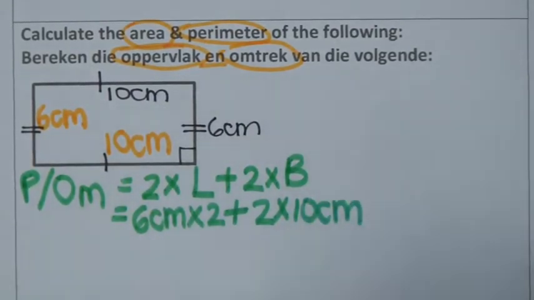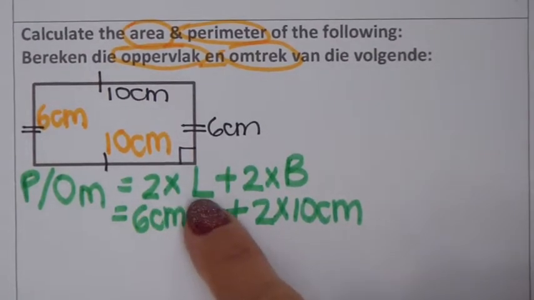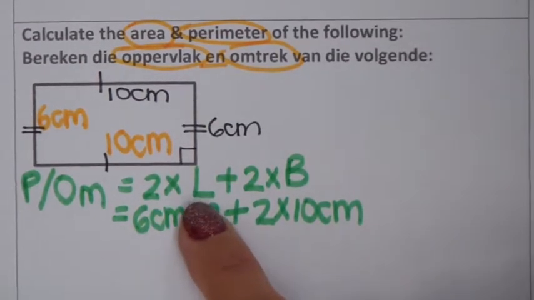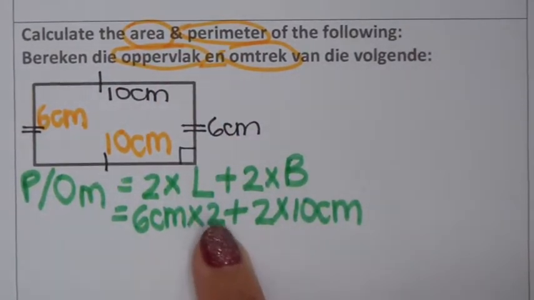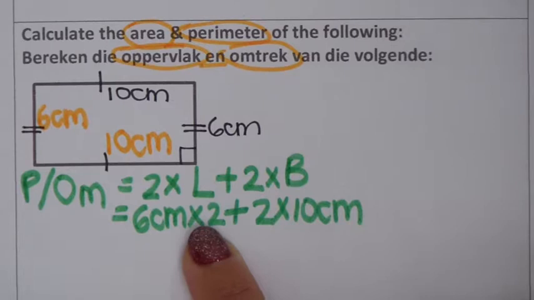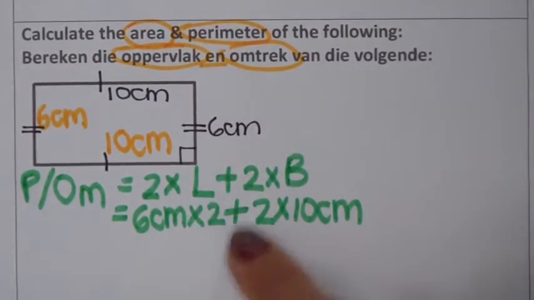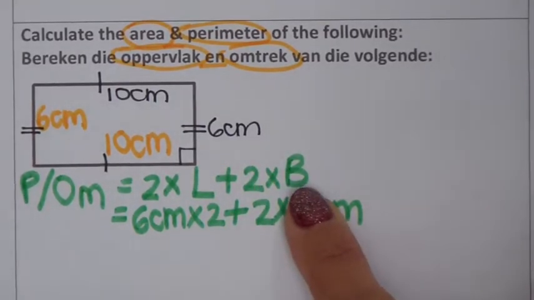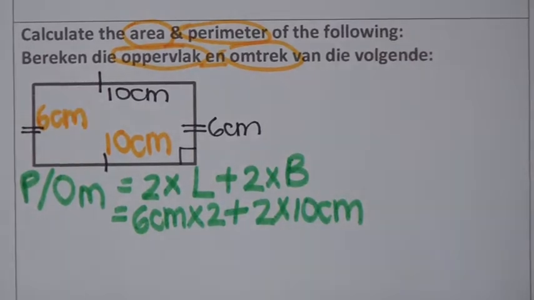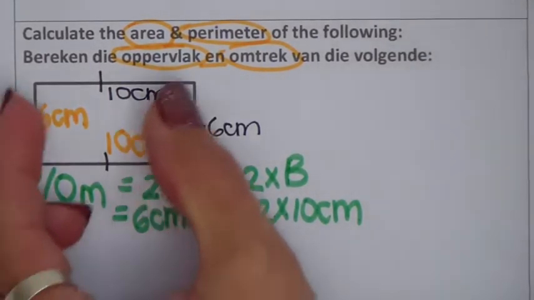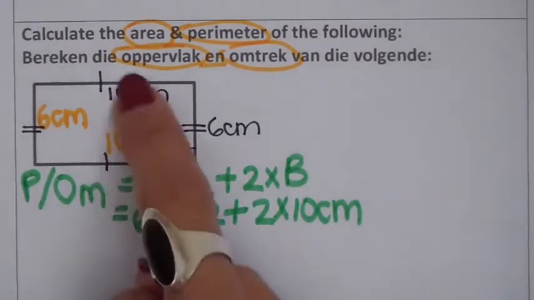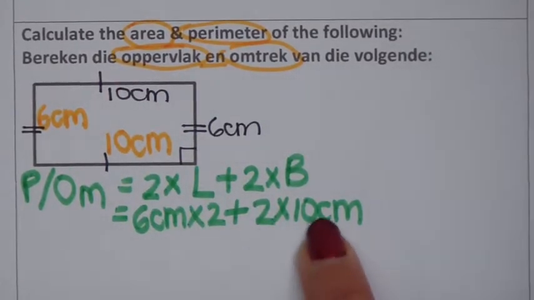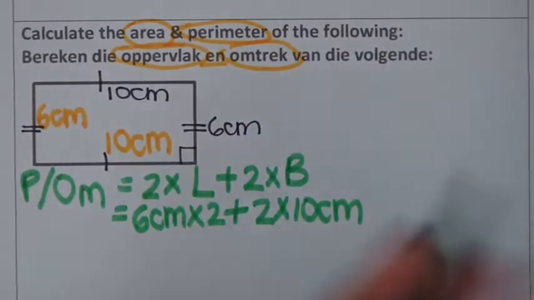So kom ons check net gou of ons reg gewerk het. Ons het hierso gesê 2 maal die lengte, 2 times the length. We said in this example the length is 6 centimeters. So 2 times 6 centimeters, yes. Plus 2 times the breadth, 2 maal die breedte. En in hierdie voorbeeld is die breedte 10 centimeter. So 2 times 10 centimeters. 2 maal 10 centimeter.